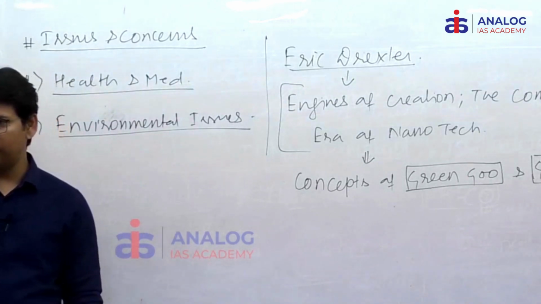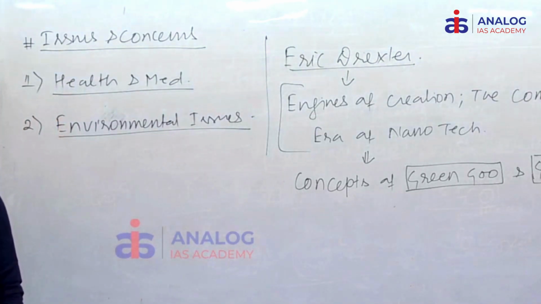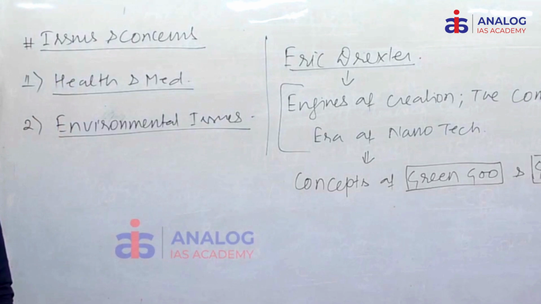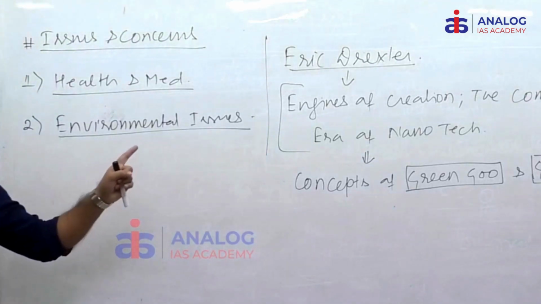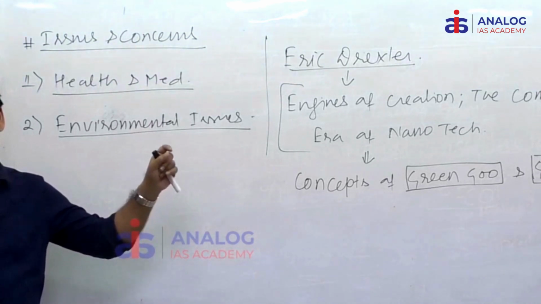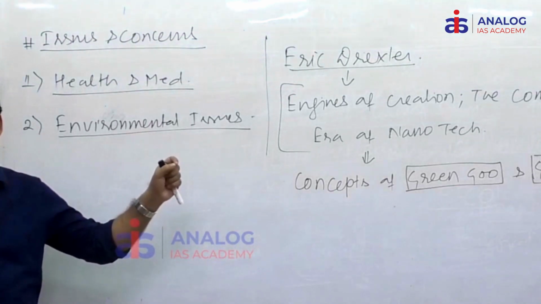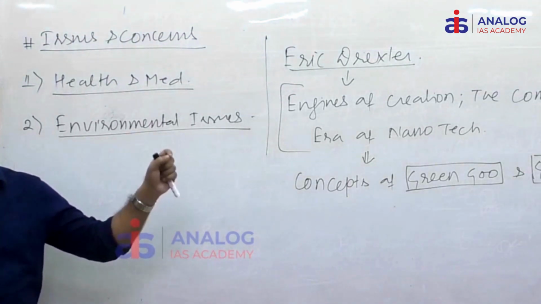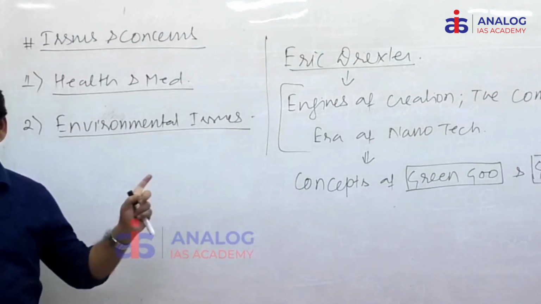So grey goo is a catalyst which can promote rusting and corrosion of non-living objects, and green goo is something which can kill living objects. You get my point? That is the concept, and it has been written in this book. It was a kind of warning sign that you should not use nanotechnology in a way that can lead to the formation of green goo or grey goo, right?